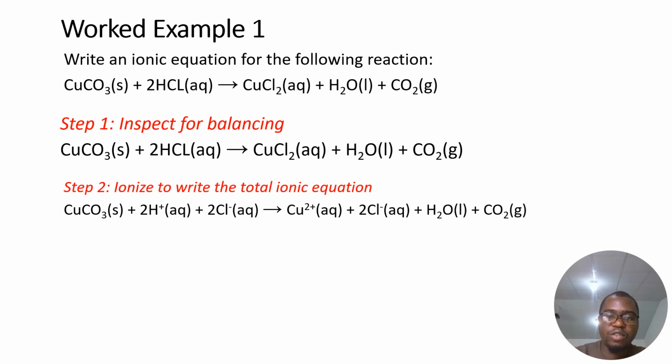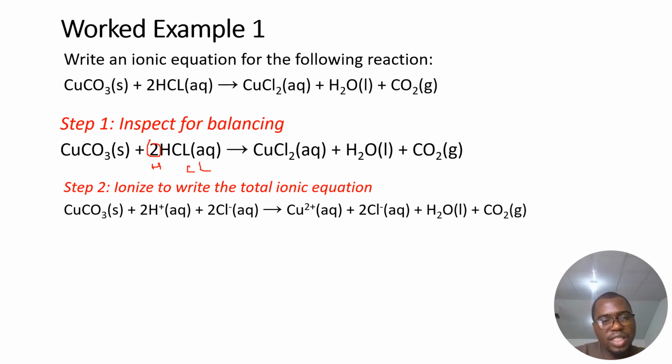That is where now you have to ionize, meaning dissociate them. So for example, this copper carbonate here has got solid, so we're going to leave it alone. It cannot be split. But our HCl here has got AQ. So we can begin by splitting this one. Now, when we split HCl, you know that we're going to have the H and then the Cl. But look at the 2. The 2 in front here, it is in front, meaning it belongs to both H and Cl.